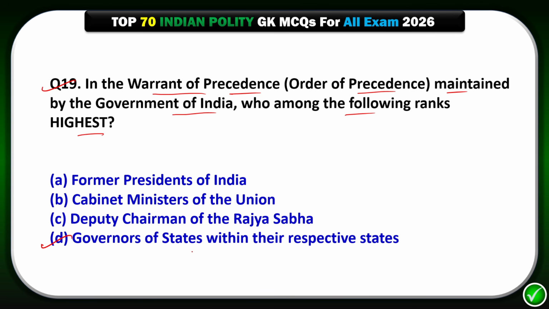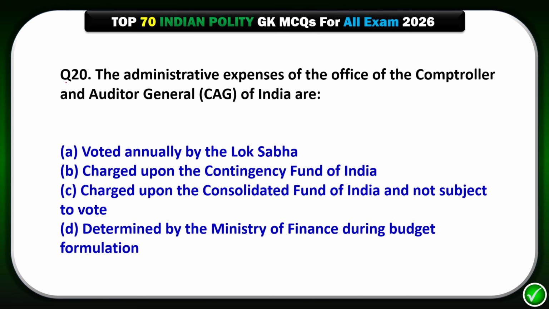Option number D. Governor of states within their respective states. Question number 20. The administrative expenses of the Office of the Comptroller and Auditor General of India are? Option number C. Charged upon the Consolidated Fund of India and not subject to vote.